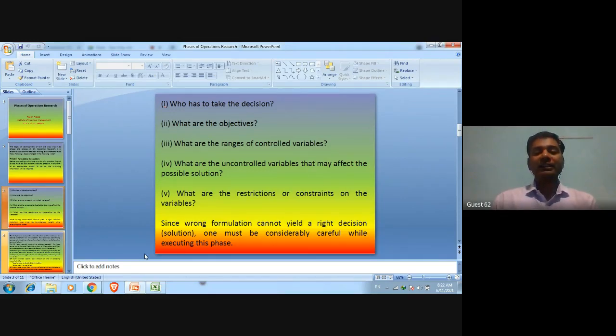What are the restrictions or constraints on the variables? Restrictions are those factors which can restrict your decision. Suppose that you were manufacturing, producing chocolate. But to produce the chocolate you cannot use more than 100 kilograms.